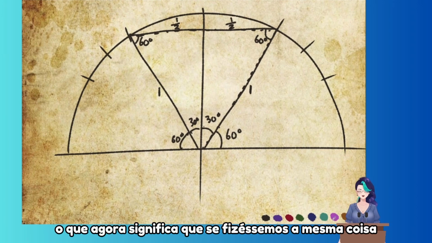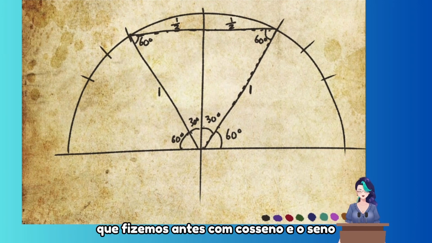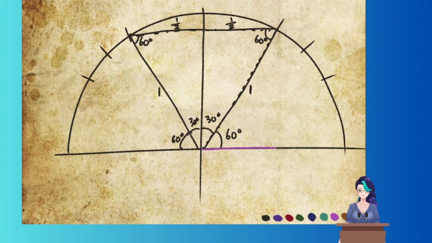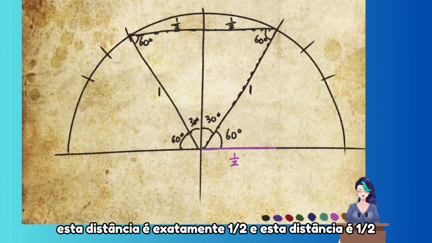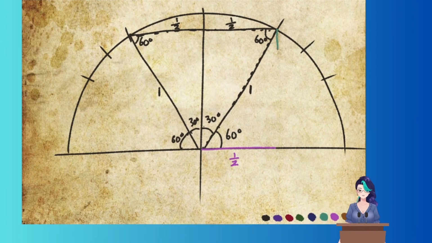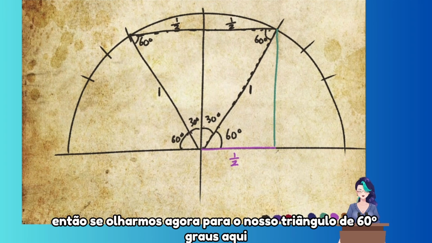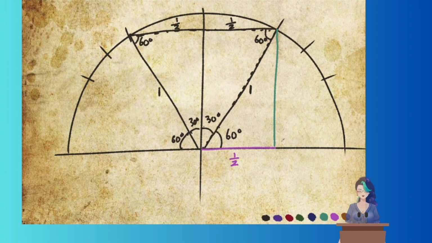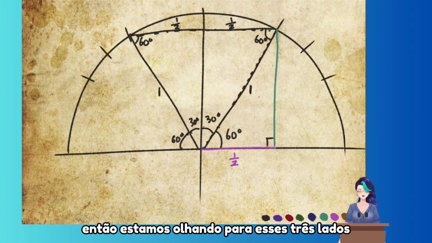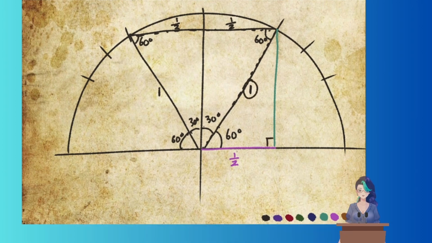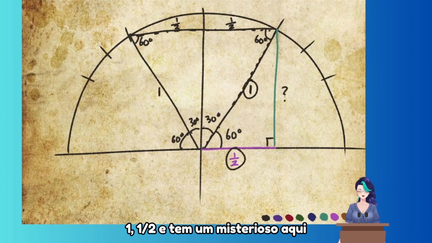Which now means that if we were to do the same thing we did before with the cosine and the sine, remember the cosine is the x-axis here. This distance is exactly 1/2. And this distance we can also find. So if we're looking now at our 60-degree triangle here, we're looking at these 3 sides. 1, 1/2, and this mystery one over here.